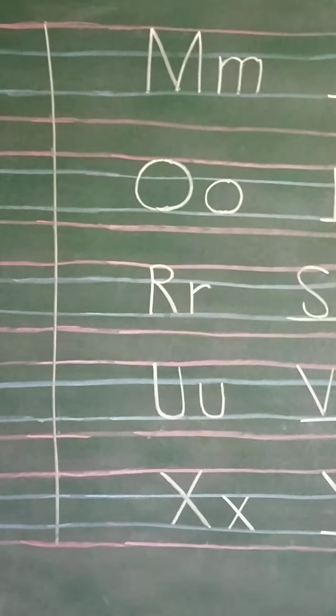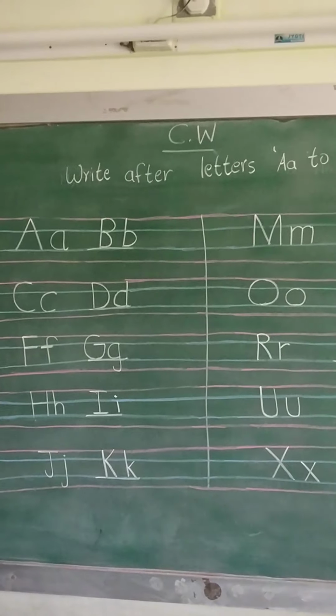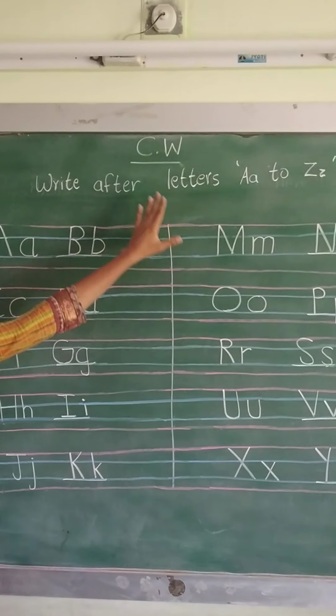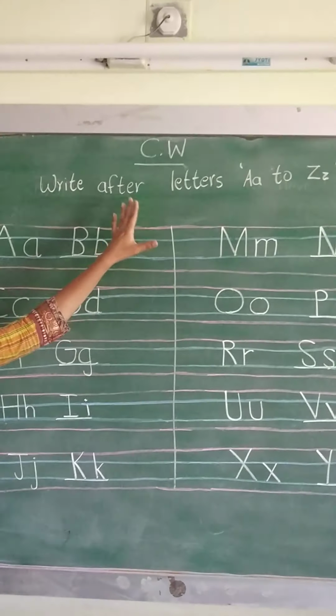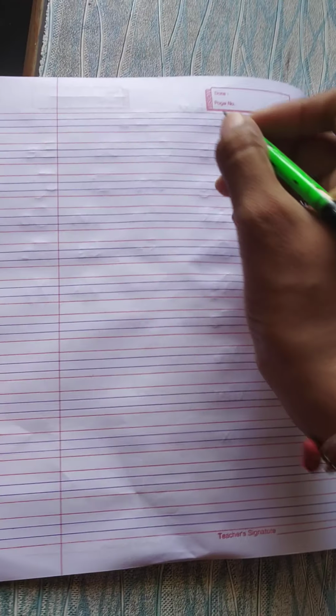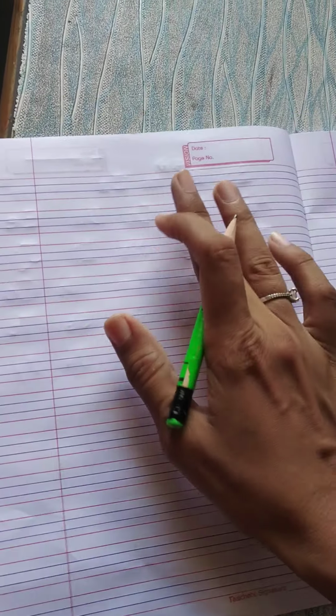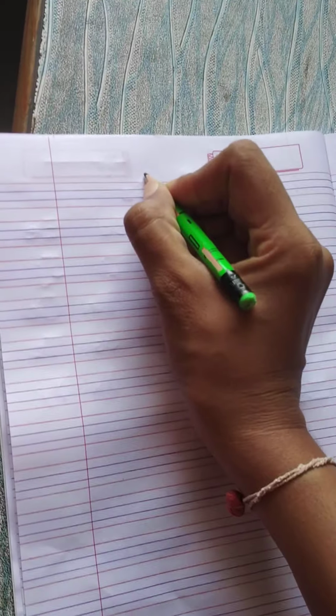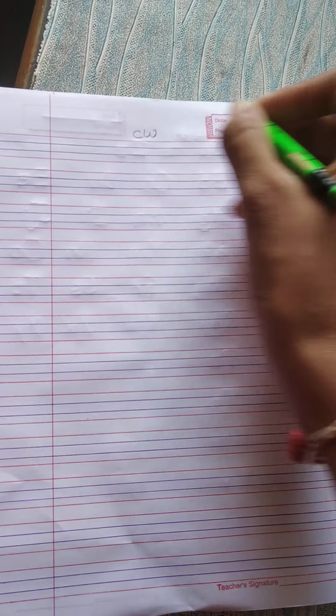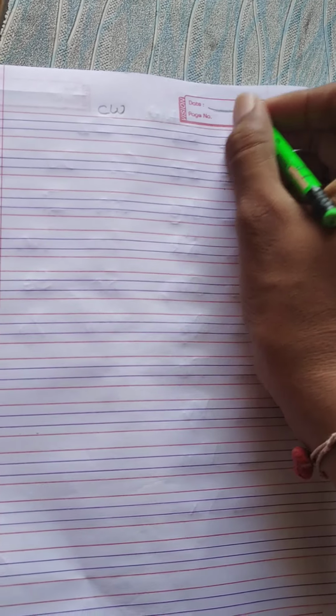Now I will show you this classwork, how to write in your notebook. Okay. Now open your notebook. Write down first CW and write here the date. Okay, children, now we will start with the letters.